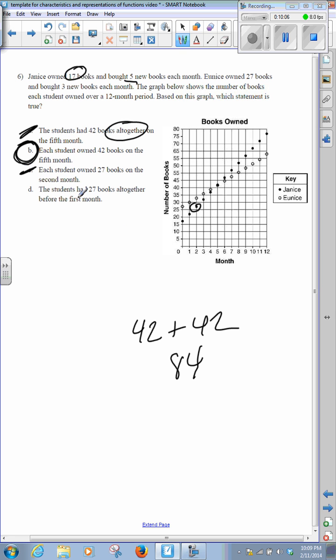The students had 27 books all together before the first month. Well, before the first month even started, Janice had 17, and then Eunice had 27. Well, altogether, 17 plus 27, that would actually be 44, not 27. So for those reasons also, B has to be the right answer.